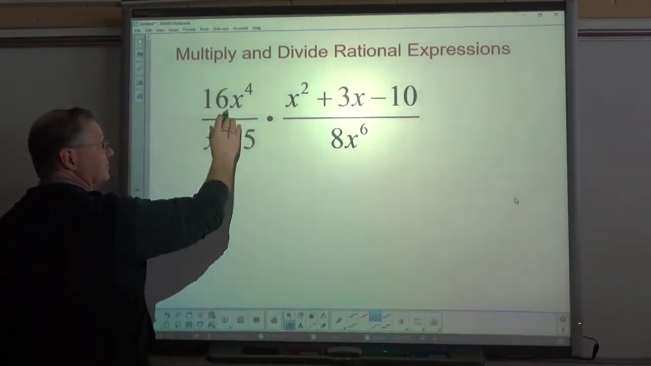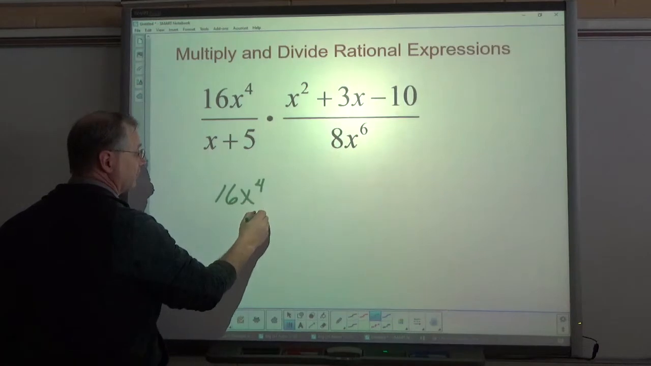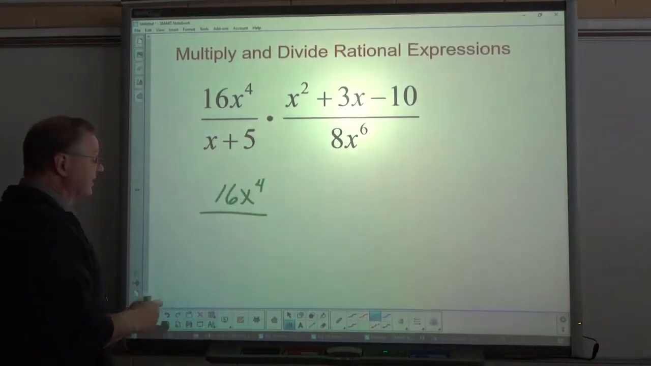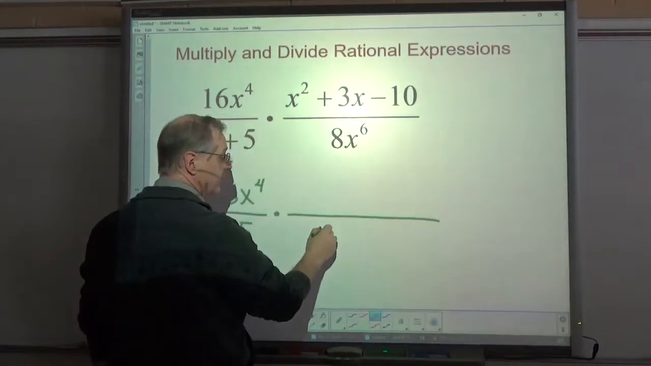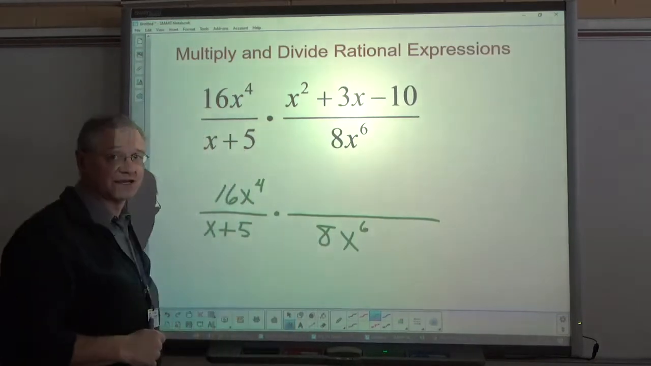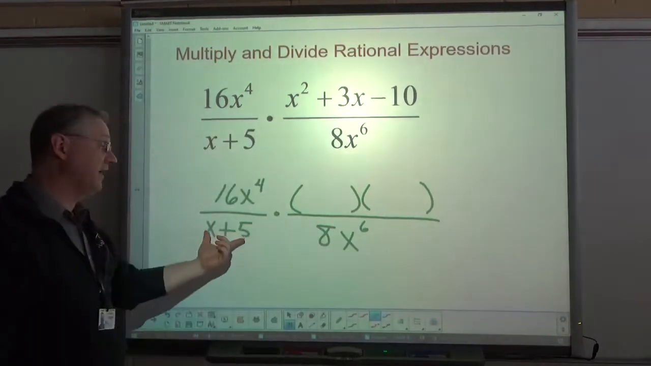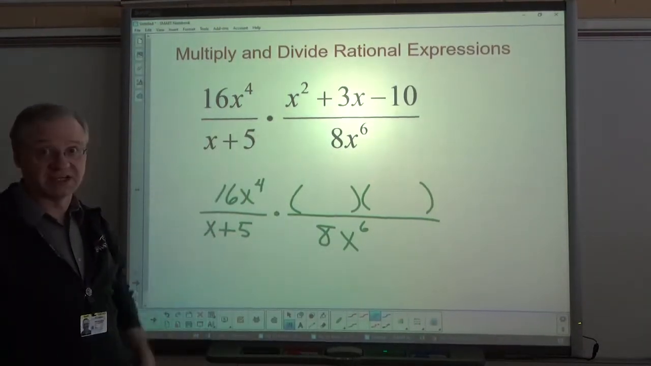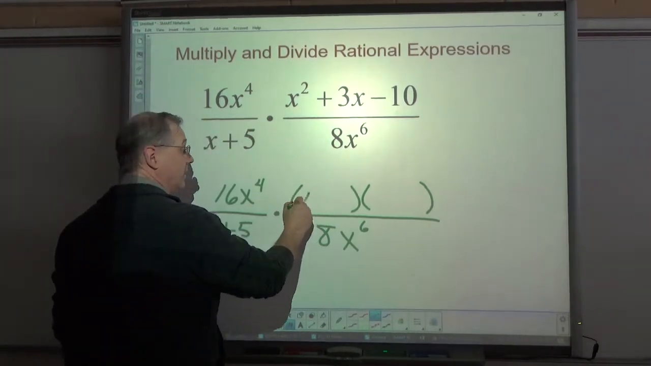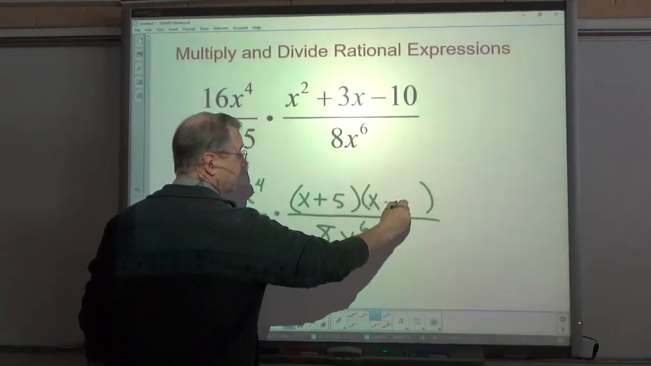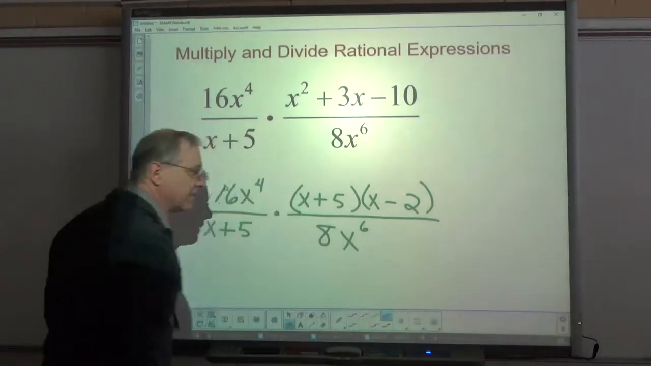So I've got, a single term is not going to factor, 16x to the 4th. X plus 5 can't factor. The bottom, 8x to the 6th, that's not going to factor. The top, I'm going to try to factor that into two parentheses. If x plus 5 is not one of them, it's not going to reduce with anything else because there's no GCF to reduce either. X plus 5 and x minus 2 are going to be the factors. Okay. Now I try to reduce.